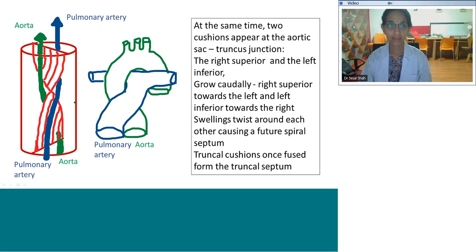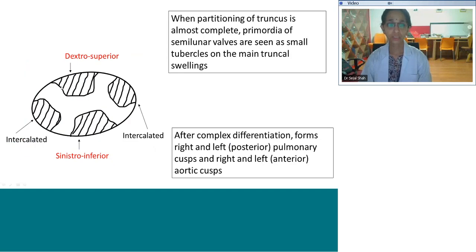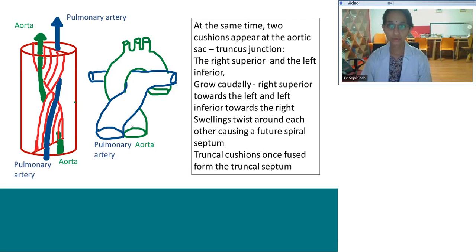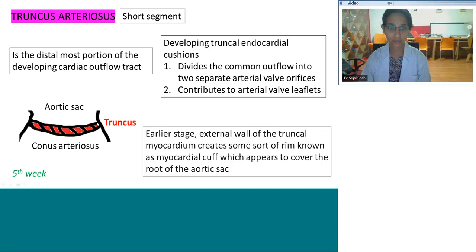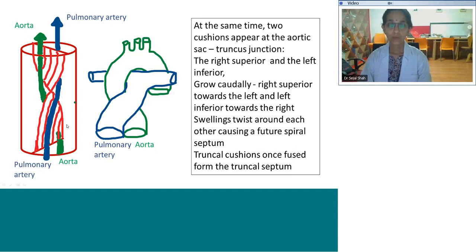Now this is the truncus, and this is the superior end, and this is the inferior end. So you have two cushions which appear. You can see here the two cushions. One is called the dextro-superior and second is called the sinistro-inferior. So these two cushions appear at the aortic sac-truncus junction. They appear on the superior and inferior side, but relatively right and left side.